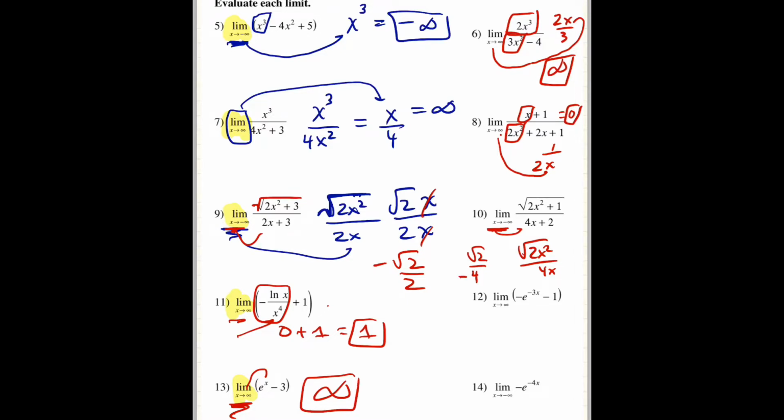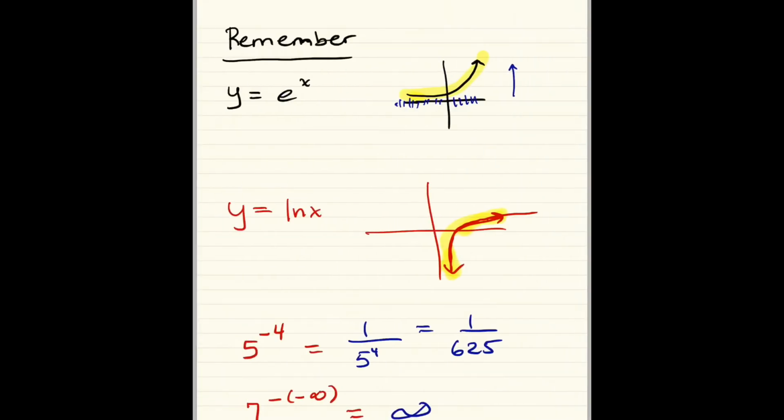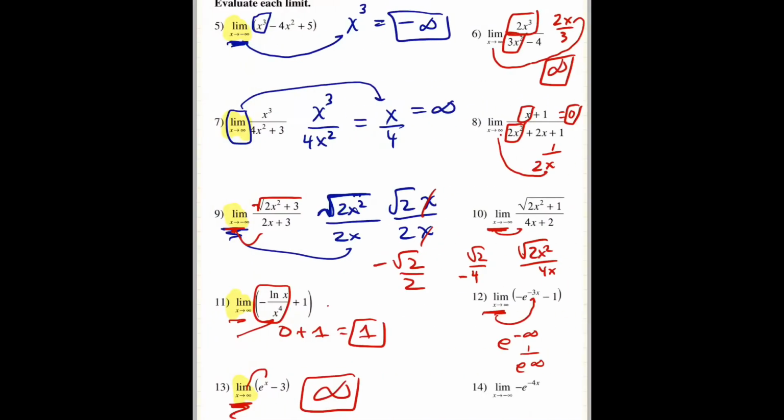All right, 12 and 14, and then we're done. So put infinity here. What would happen? E to a negative large number is the same thing as doing 1 over e to a large number. That's what I was trying to show you guys here. So e to a negative large number is 1 over a really large number, which basically is 0. This guy goes off to 0. That's important. 0 minus 1, that limit is negative 1.